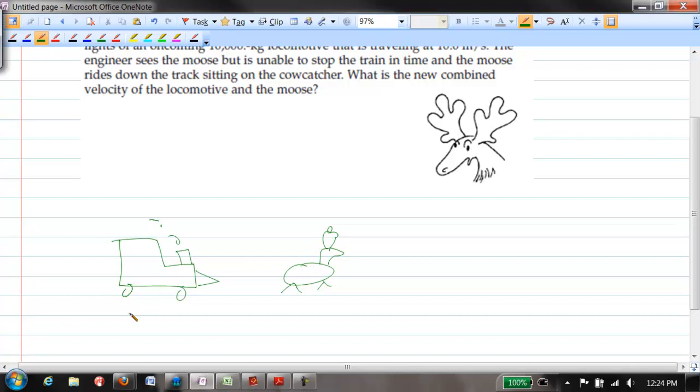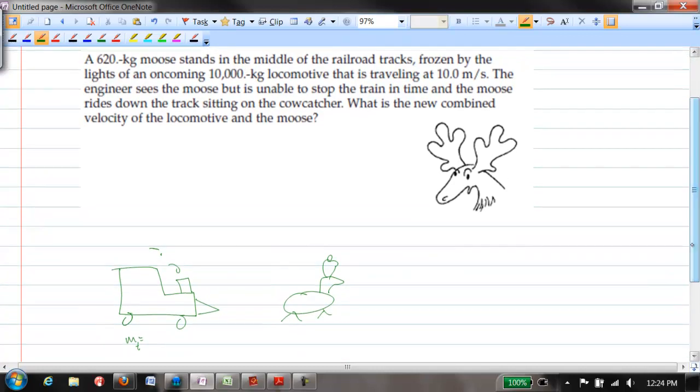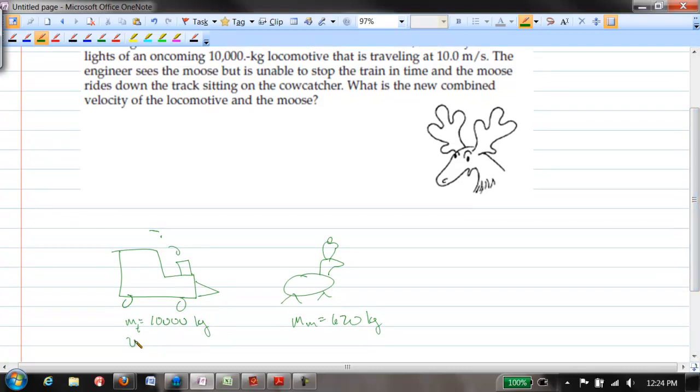Good. So the mass of the train, initially, call that MT, is 10,000 kilograms. And the mass of the moose is 620 kilograms. Okay, and the train is initially moving at 10 meters per second, so let's write that down. Vt equals 10 meters per second, and the moose is 0. Okay, so that's all our before.